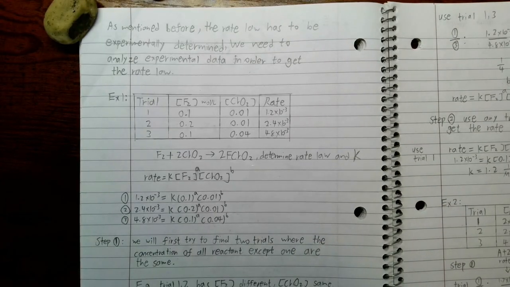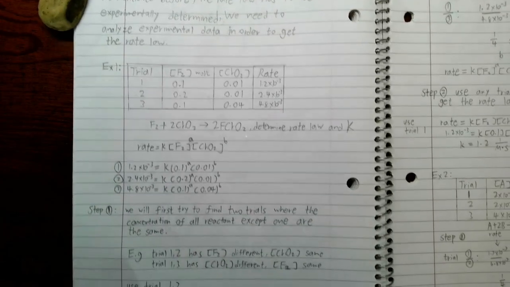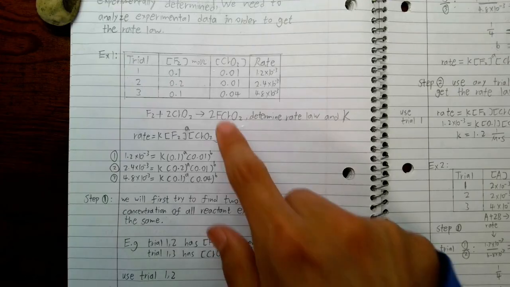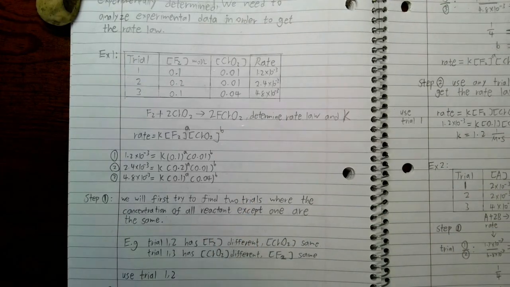As mentioned before, the rate law has to be experimentally determined. We need to analyze the experimental data in order to get the exact rate law. And that's what this chapter is for. We need to analyze the experimental data and calculate the rate law by hand instead of looking at the reaction itself. If you are given a table of different trials with the concentration of each reactant and the rate, you can pretty much ignore the reaction because that's going to be completely useless. This one is not going to help us determine the rate law.